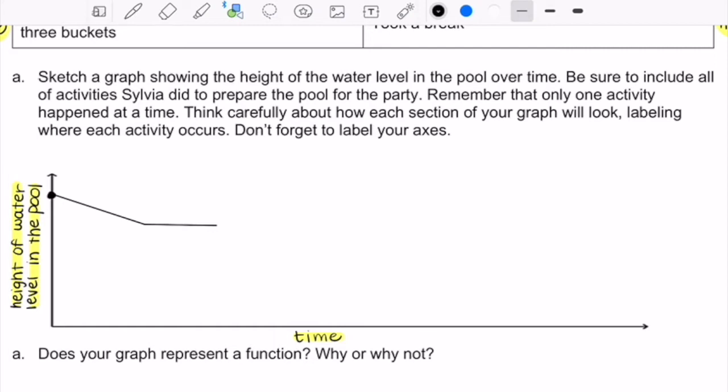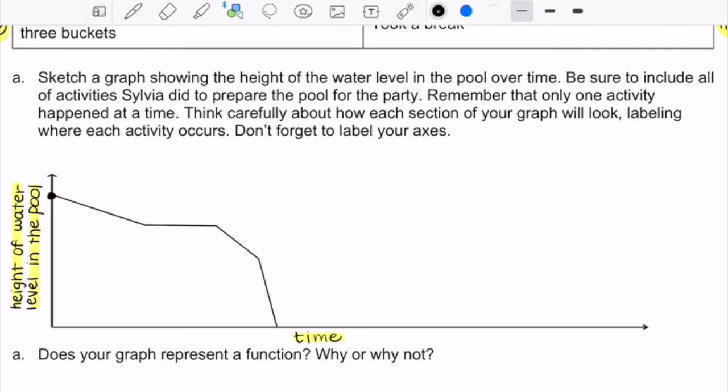At that time, it might make sense that Sylvia's friends started helping her, and so if she and her 2 friends removed water with 3 buckets, the line would also be going down, but it would be going down more quickly than that first part of the graph was. And then after that portion of time, that could be the time when they drained the water with the hose at the same rate as filling the pool. At that point, the graph would intersect the x-axis because we would assume that at that point, the pool would be empty.